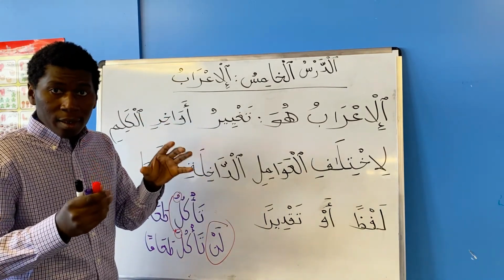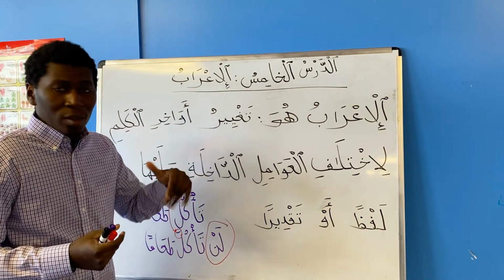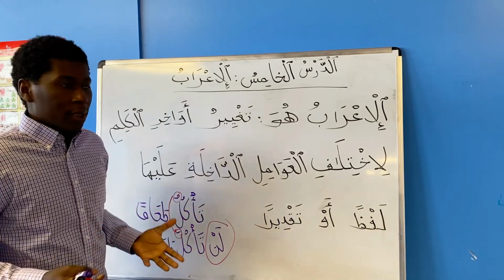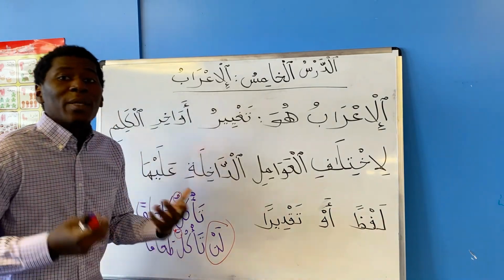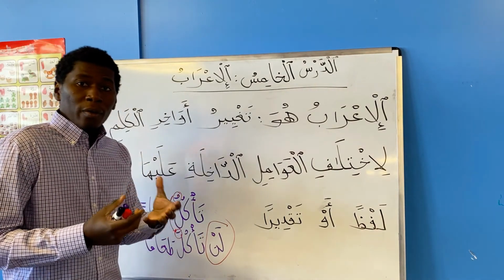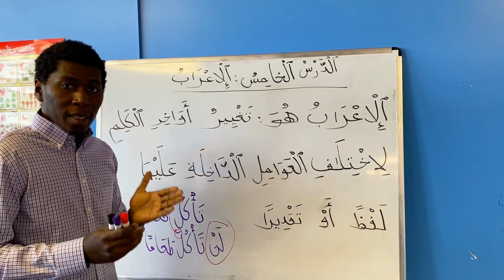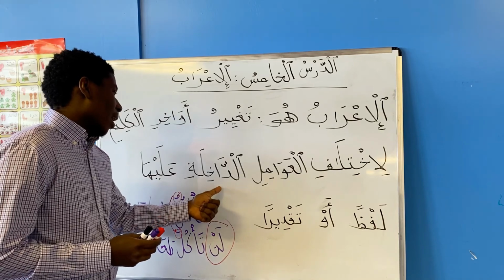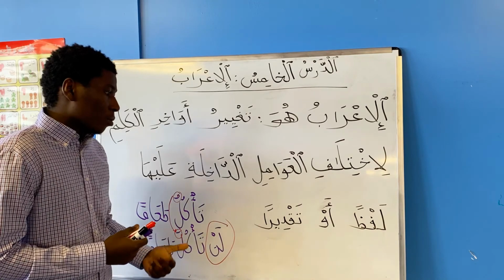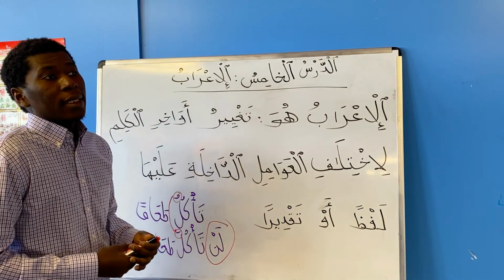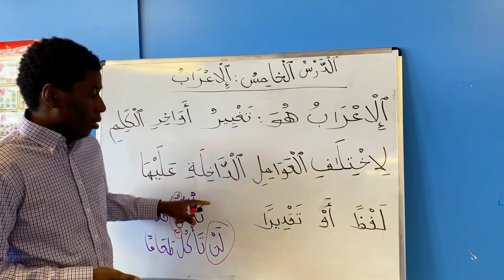But we're looking at the harakat, the vowels, right? And sometimes there are letters that will drop, that you will not see, for some reason. But that's what we're looking at. لِإِخْتِلَافِ الْعَوَامِلِ الدَّاخِلَةِ عَلَيْهَا. So depending on the type of conjunctions or other things that will come before, the end is going to change. الدَّاخِلَةِ عَلَيْهَا, that will be before, preceding it. Okay, so that's pretty much about this.